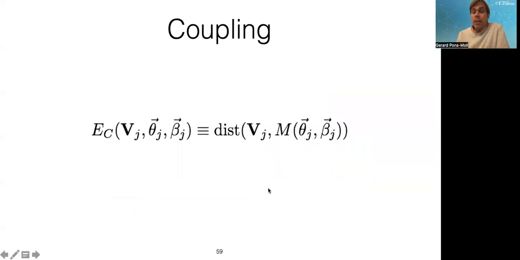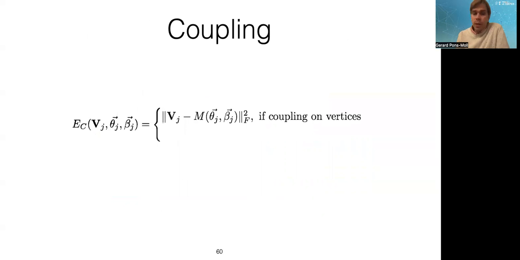All right, so I was saying that you need to couple the registration Vj to the model M. And there are different ways of doing it, but two popular ones are, for example, you take the registration vertices Vj and you ask them to be as close as possible to the model vertices M of theta, beta. And so here you minimize the L2, for example, the Frobenius norm, between those two matrices.